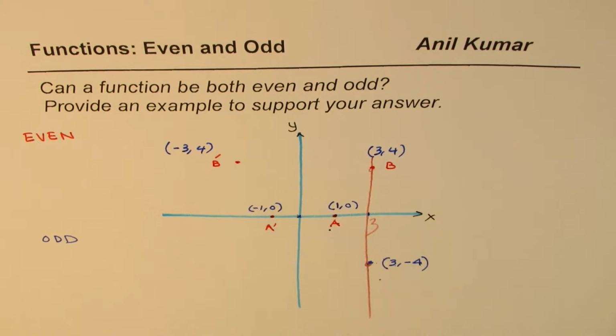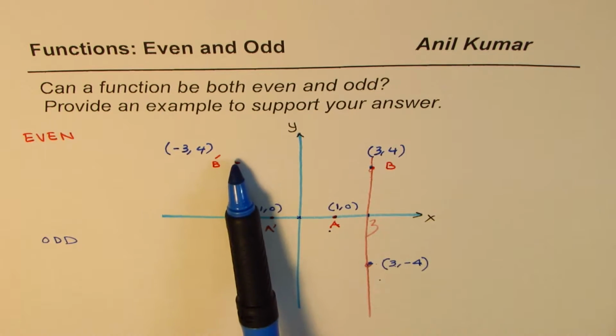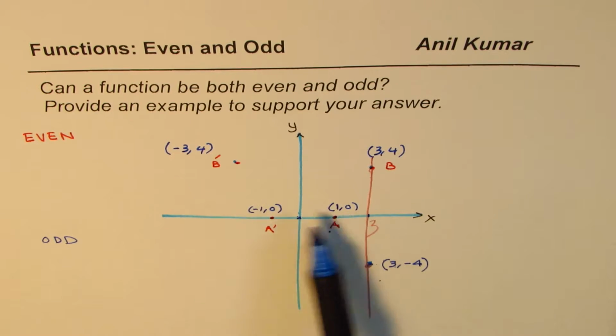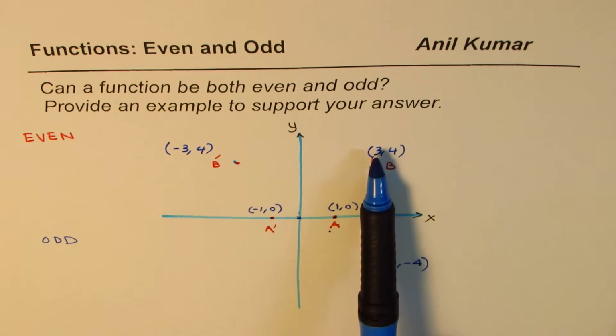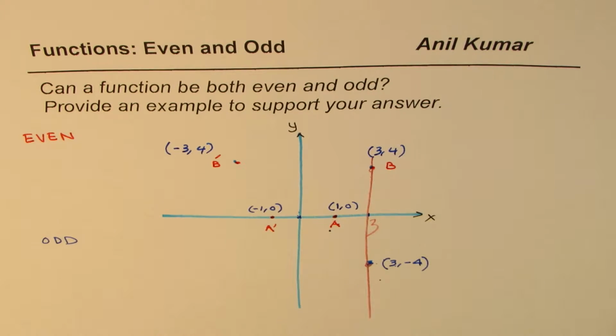So I cannot reflect the same point on the x-axis, and once you do that, reflecting about the origin brings it back with the same x value. Do you see that? Minus of minus x is plus x. So for the same value of x, you get two different values of y. So it is no more a function, right?